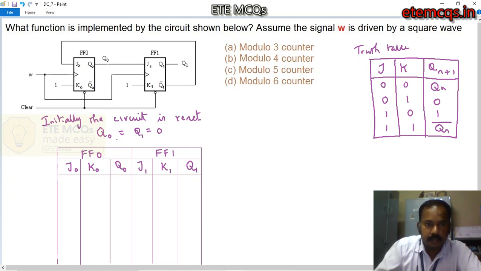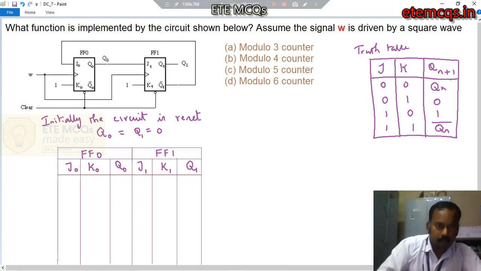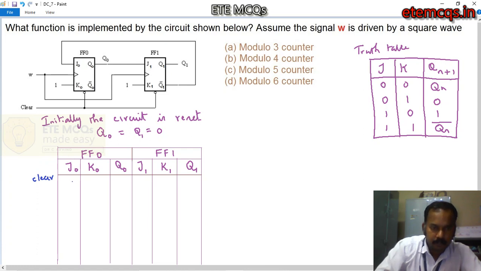Initially we have made the assumption that Q0 and Q1 both are 0. Initially both the flip-flops are cleared. So clear dominates. Irrespective of the value of J and K, the output is 0. The output is 0 in both the cases. It doesn't matter what is the value of J0 and K0. Initially the flip-flop is cleared.